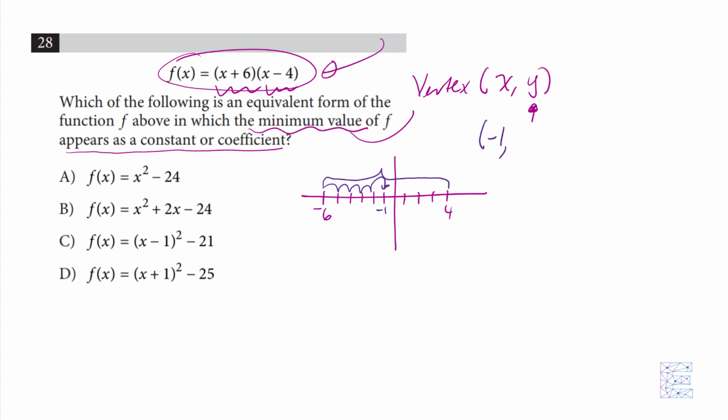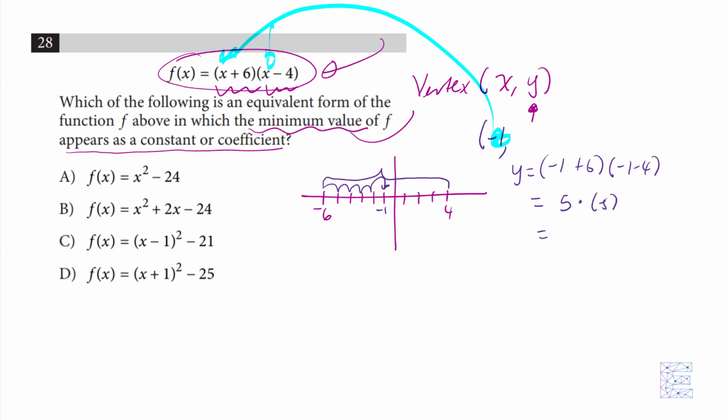So to finish finding the vertex, we literally just take this -1 and we plug it into this equation for both of these x's, and that's going to give us the y value of that vertex. Let's go ahead and do that. We will have -1 plus 6, quantity -1 minus 4. This gives us the y value of that vertex. So we have 5 times -5, and this ends up being -25. So we know for sure that our vertex is now -1, -25.